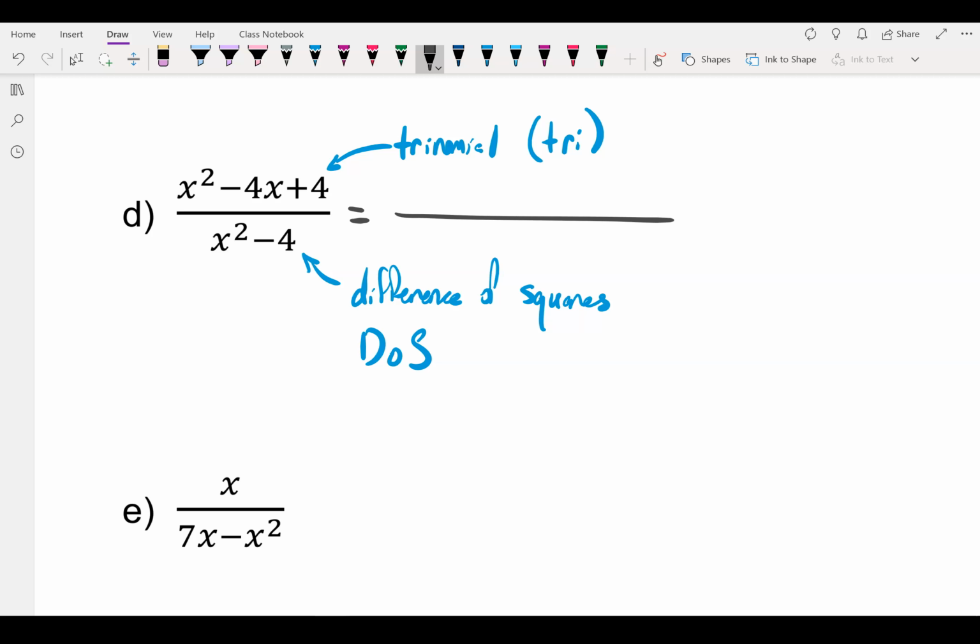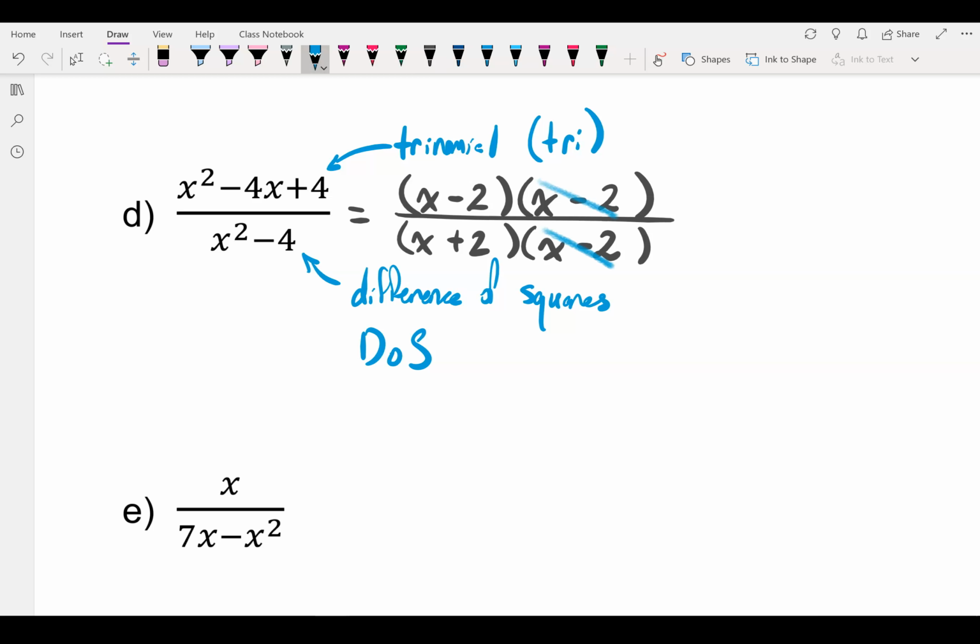So factor the top and the bottom separately. The top one's a trinomial, and we need 2 factors that multiply to make 4 and add to make -4. So that would be -2 and -2. So take your time and get that if you need to. On the bottom, that's a difference of squares. It's x squared minus 2 squared, which means it's x plus 2, x minus 2. And now we've got another nice situation where something can cancel. What's going to cancel is we have x minus 2 and x minus 2 on top.